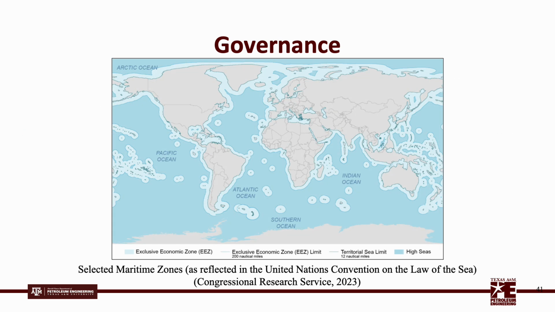UNCLOS addresses naval power, maritime commerce, coastal state interests, marine environment protection, marine scientific research, and international dispute settlement. Some members of the executive branch have stated that some, but not all, portions of UNCLOS reflect customary international law.